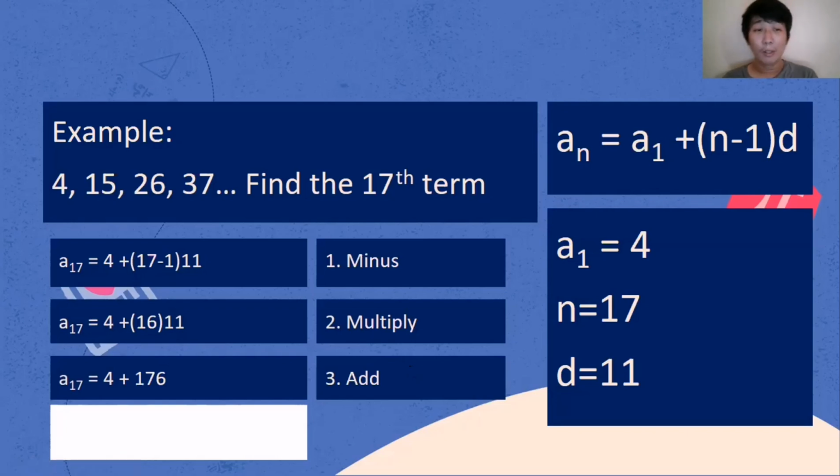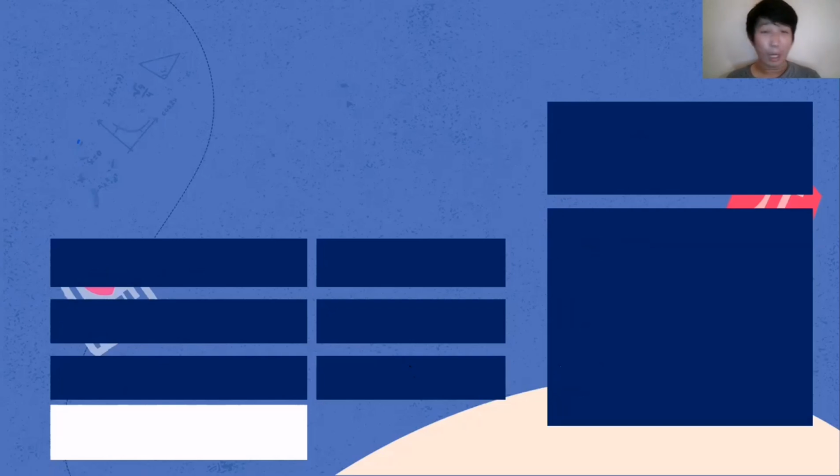What is our last step? Of course, nothing else. We add. So 4 plus 176, the answer will be 180. That means the 17th term of the arithmetic sequence 4, 15, 26, 37 is 180. Did you get it? I hope so. Let's try to have more examples in order for you to understand it more.